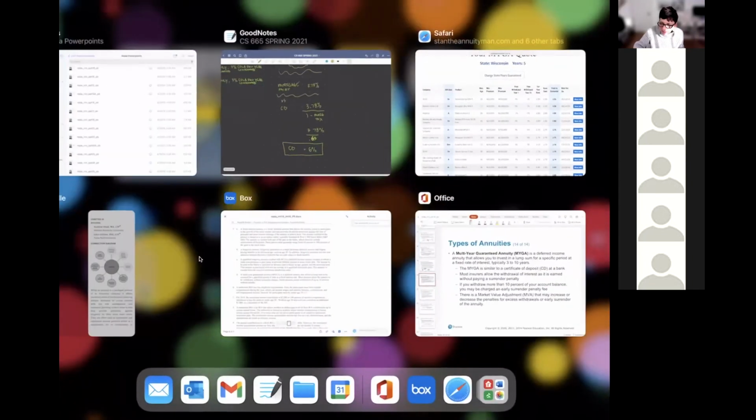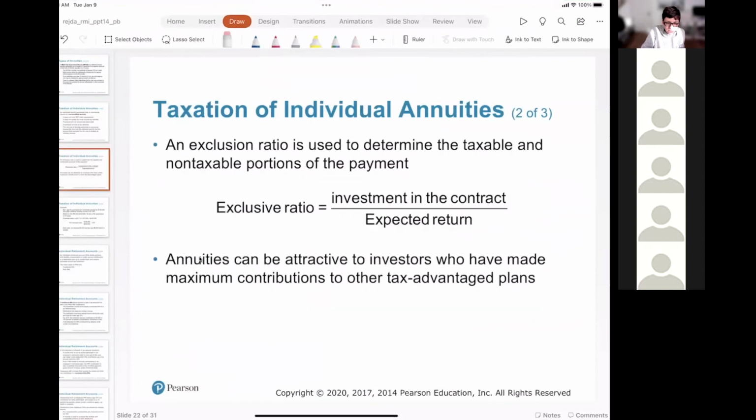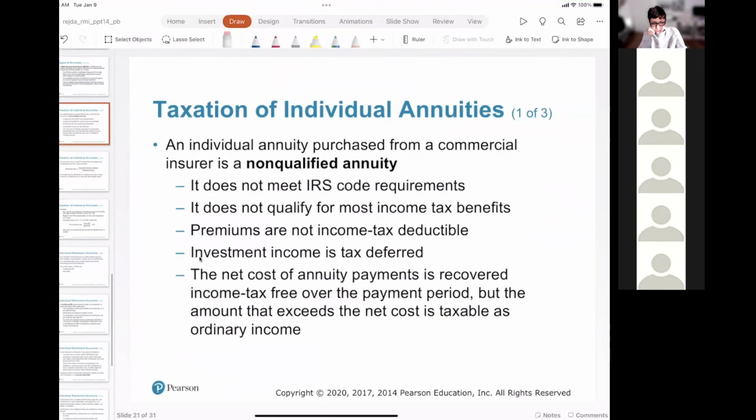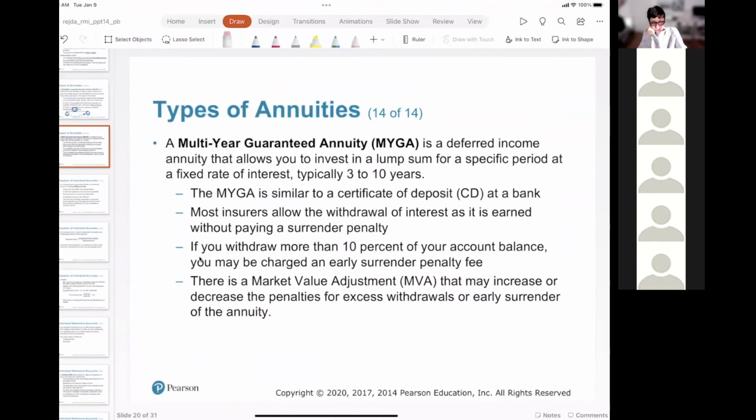How did the time fly so much? I'm going to do a follow-up on the taxation of annuities and on IRAs instead of trying to cram it in the last 3 minutes. Let's see what else I wanted to mention. Talked about those, the multi-year guaranteed annuities we talked about.